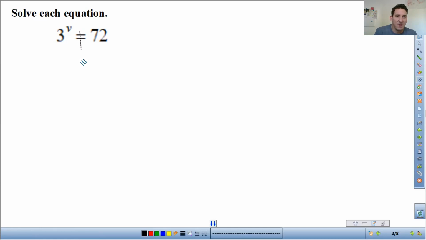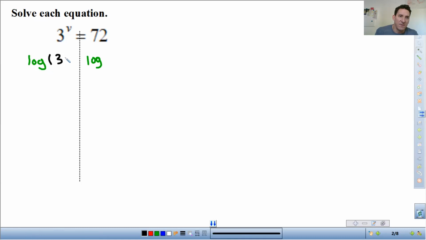First thing I'm going to do, before the first step, I'm going to put in a little line of separation so we can see both sides. But the first thing you do is take the log of both sides. So it's going to be the log of 3^v is equal to the log of 72. And what we learned last time, one of those properties of logs, is when there's an exponent, you can move it out into the front of the log. So we get v times the log of 3 is equal to the log of 72.